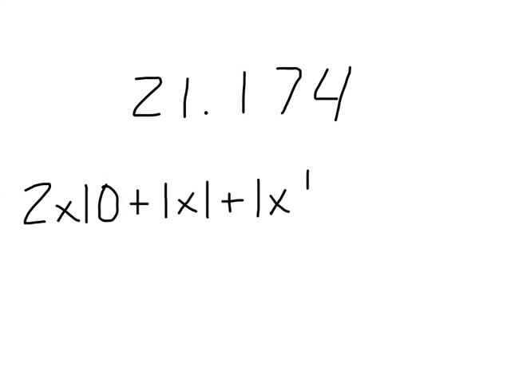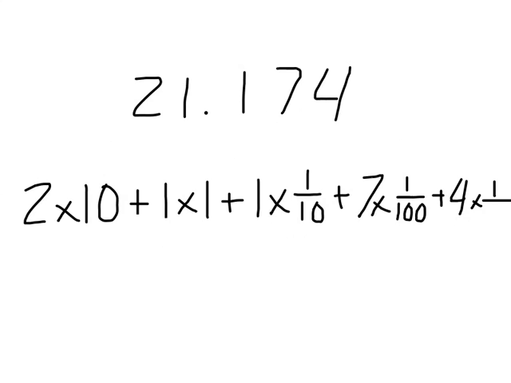Let's keep working. Write this number in expanded form. Do so by filling in the blanks on the left. Well, 2 is in the tens place, so 2 times 10. 1 is in the ones place, so 1 times 1. The next one is in the tenths place, 1 times 1/10. 7 is in the hundredths place, 7 times 1 over 100. And 4 is in the thousandths place, 4 times 1 over 1,000.